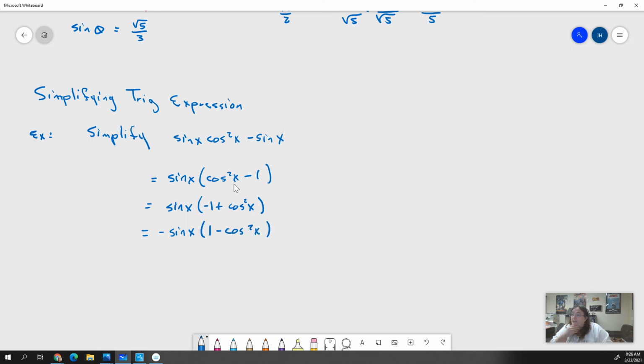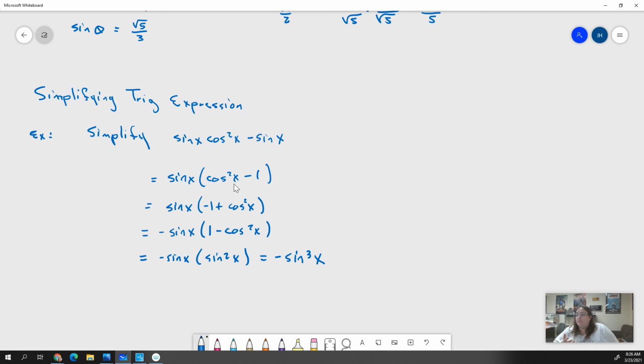And now we have that trig identity, right? And we could write that as minus sine of x times sine squared of x. And if I multiply those together, I just wind up with minus sine cubed of x. And that's what we mean by simplify, right? We're trying to get it into its smallest form.